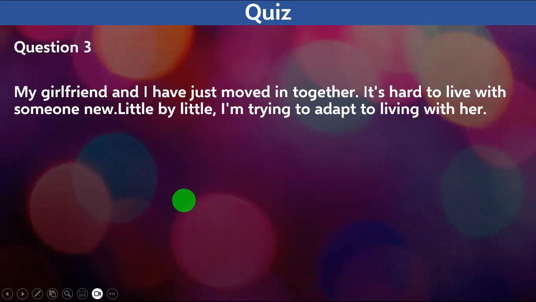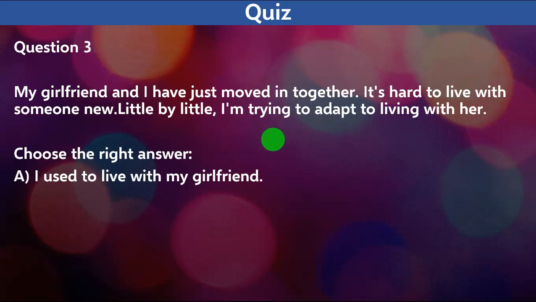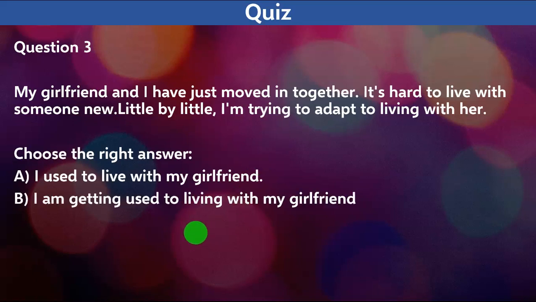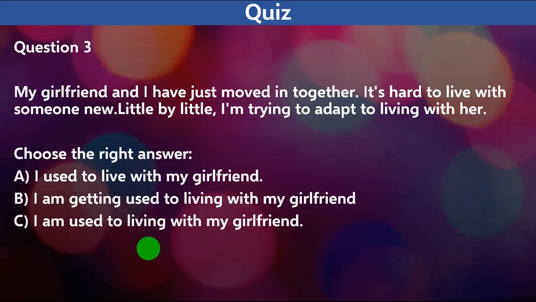Let us look at question number 3. My girlfriend and I have just moved in together. It's hard to live with someone new. Little by little, I'm trying to adapt to living with her. And your choices are, I used to live with my girlfriend. I am getting used to living with my girlfriend. I am used to living with my girlfriend. Your 5 seconds start now.